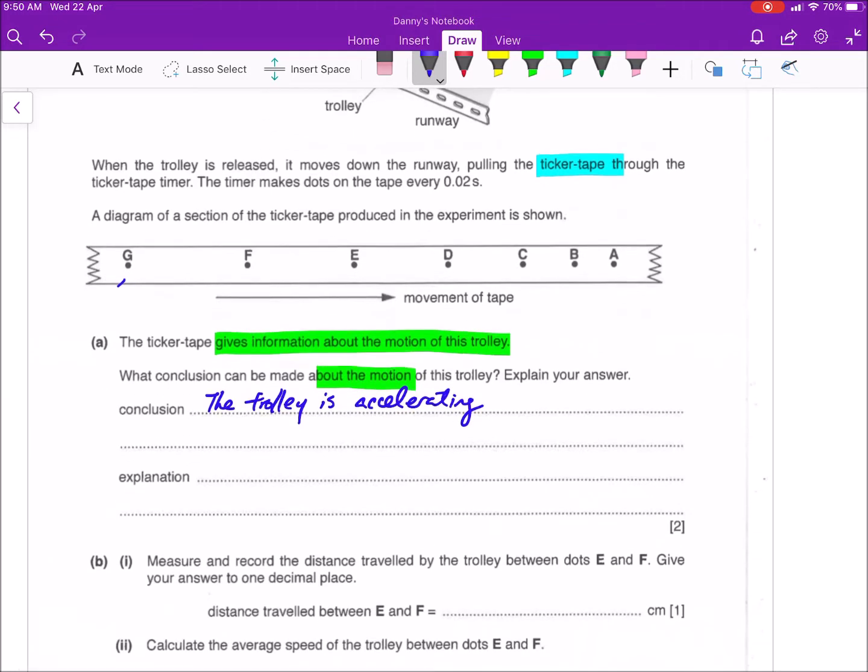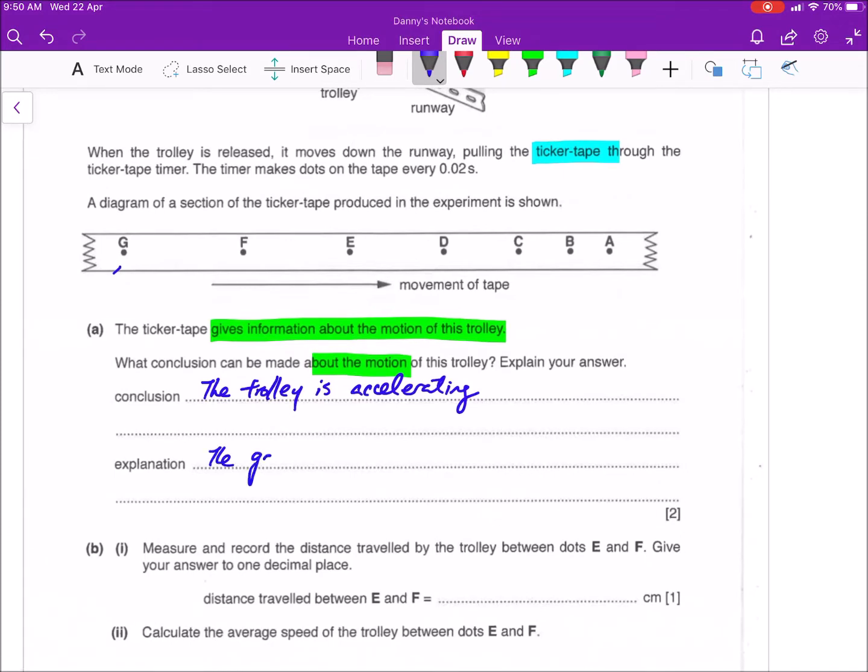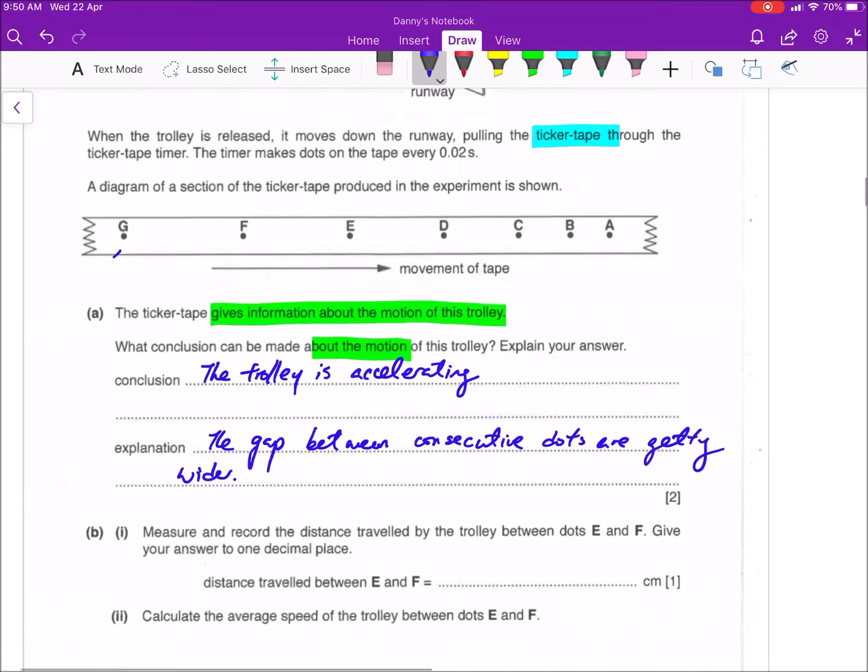And how can I tell? I can tell because the gap between consecutive dots is getting wider.